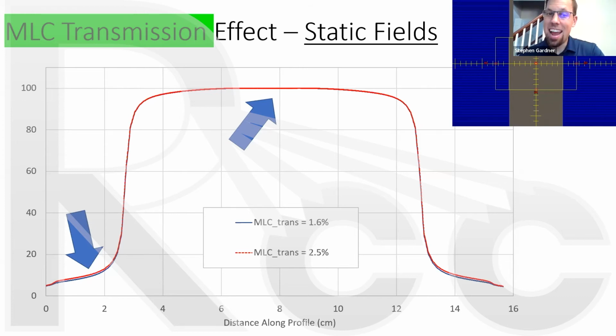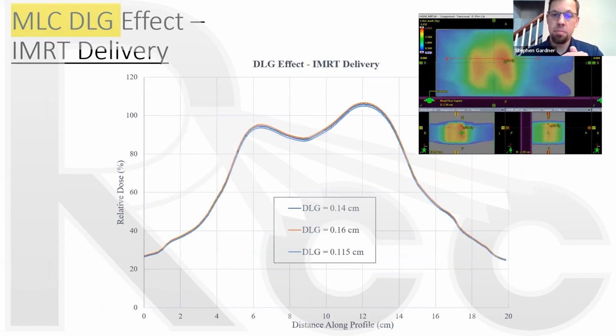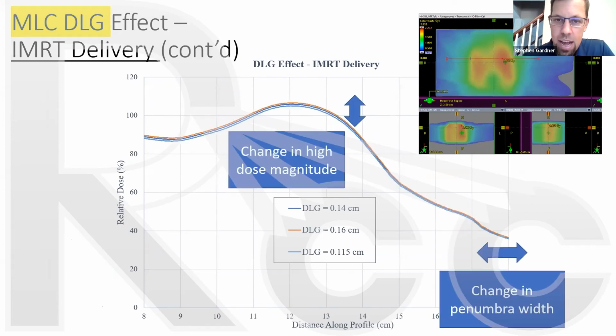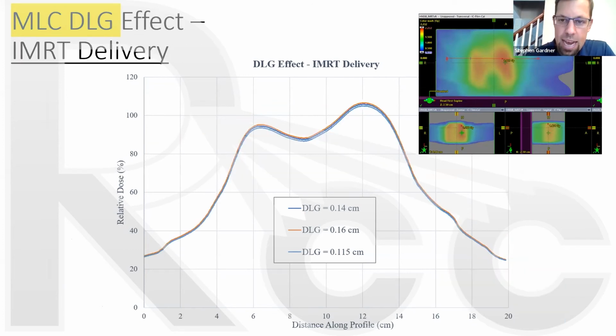So that's static fields, DLG, and MLC transmission. Now we go to a more complicated setup. We have DLG being changed for IMRT delivery. And I actually have a few slides here just to really highlight what's happening.